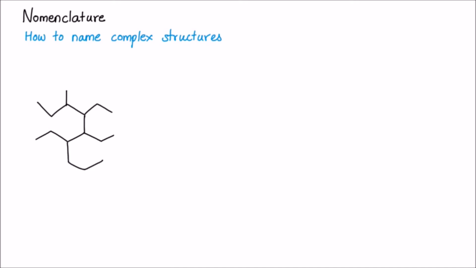Now, how do we name the complex alkanes? Let's start with an example. We have this compound. It has branches and it has many carbons and hydrogens. So to name this compound, we need to follow a system. Okay, let me go step by step in naming this compound.